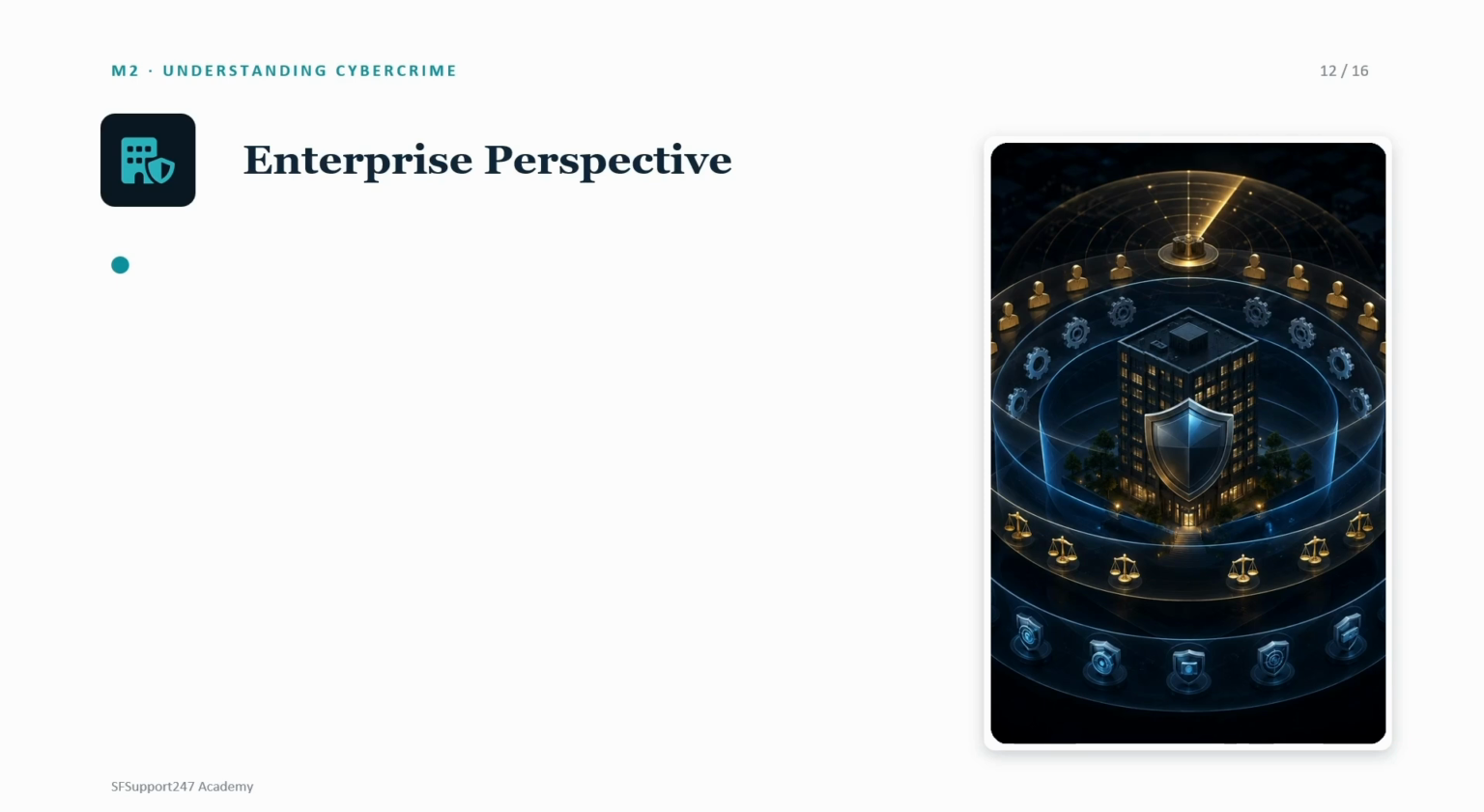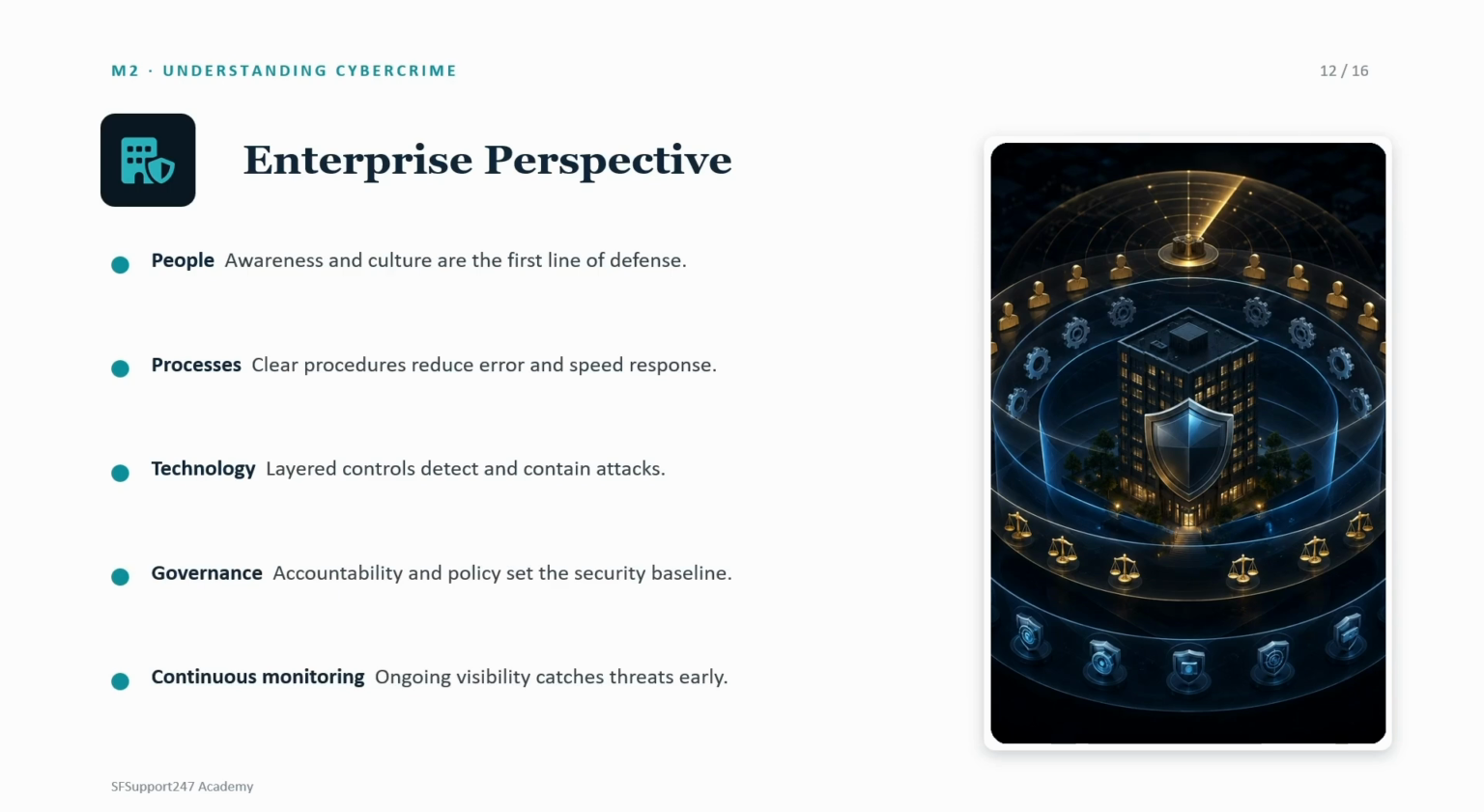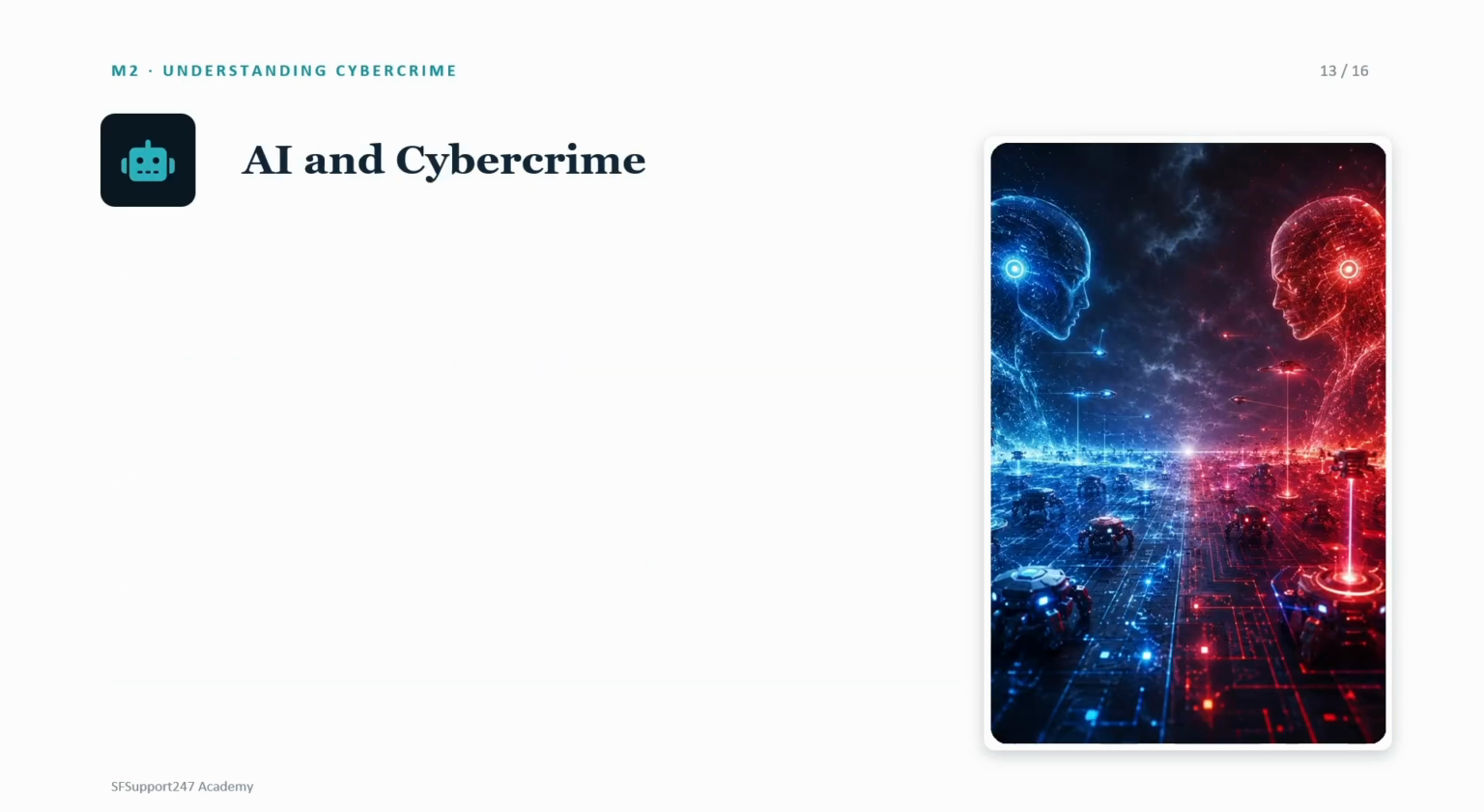Enterprise perspective, how this cybercrime is happening: the people. Awareness and culture are the first line of defense, and processes. The companies or enterprises need to have very clear procedures and processes to reduce errors and speed up response. The technology: layered controls to detect and contain attacks. Governance and accountability, policies, continuous monitoring and alerting, right?